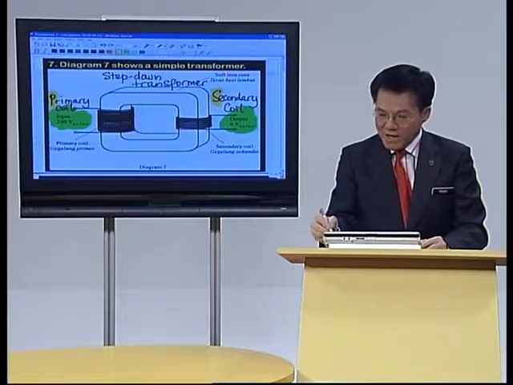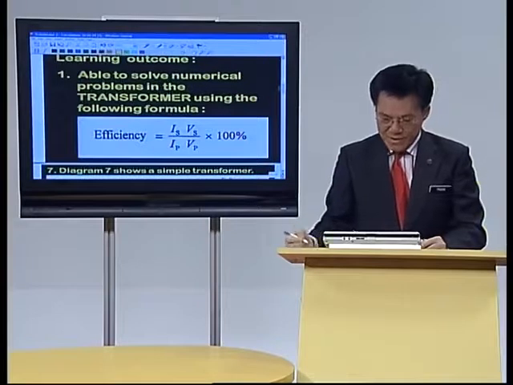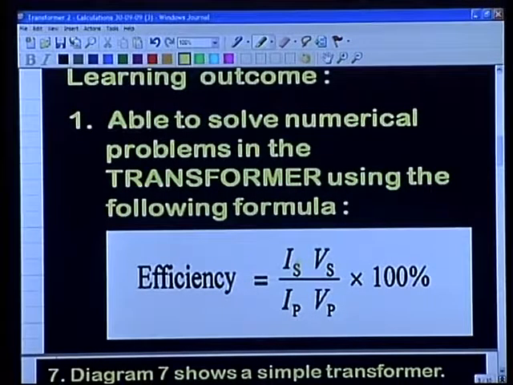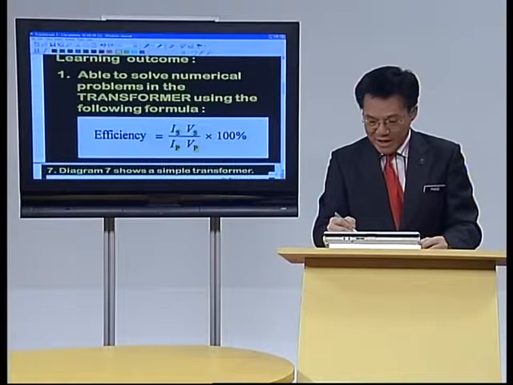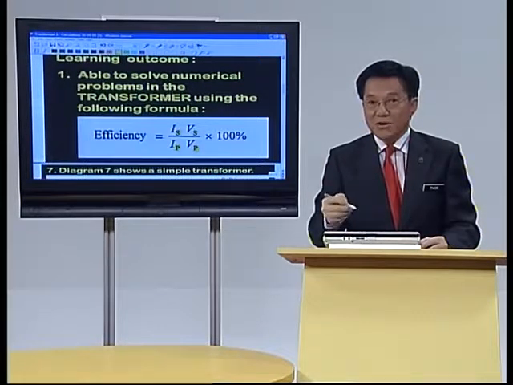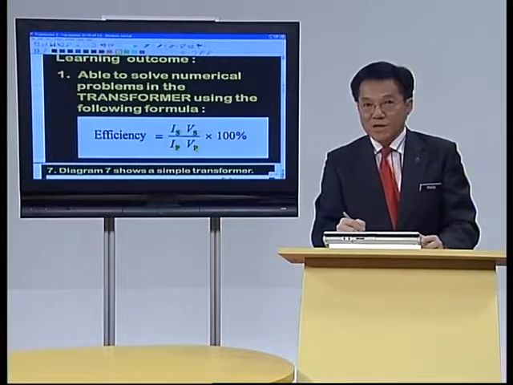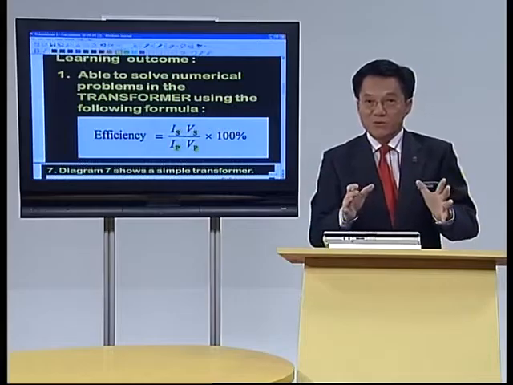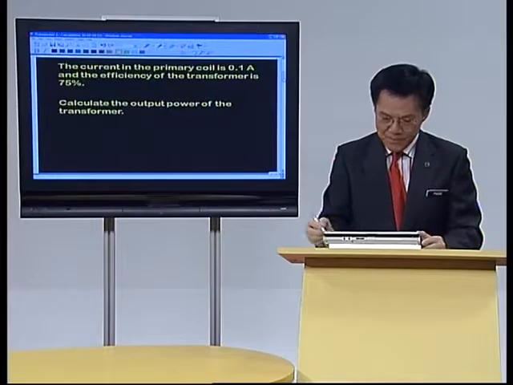Because in our formula, as you would have noticed, we make use of IS, VS, the S stands for secondary. IP, VP, the P stands for primary. And sometimes in the equation, instead of secondary, you can write down output. It is perfectly alright. It is just the same. And for primary, you can write down the word input if you prefer the word input. Okay? Let us get back to the question now.